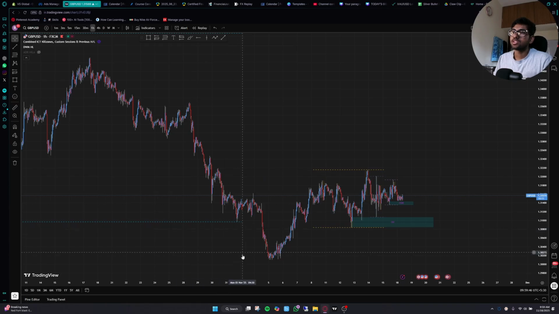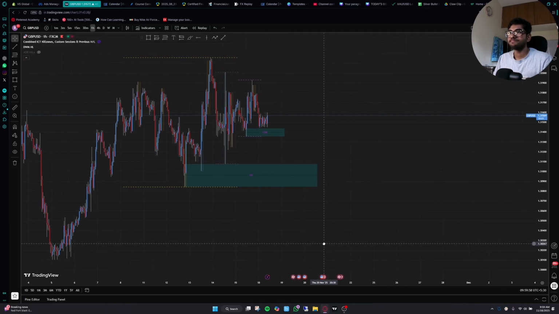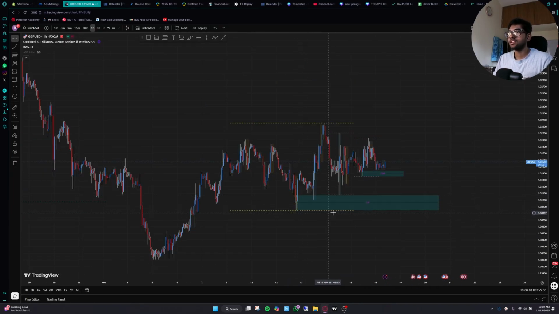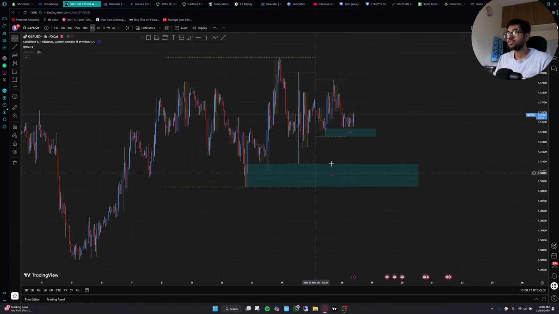from this 1 hour structure, I can say that price has probably put in a change of character, and now we're looking to put in a break of structure, another break of structure for the upside. In that case, this is the only valid order block, and you can see the amount of manipulation price has done off of this order block. It's still valid because the 50% of the order block is still there. So we'll wait for price to tap into this region.